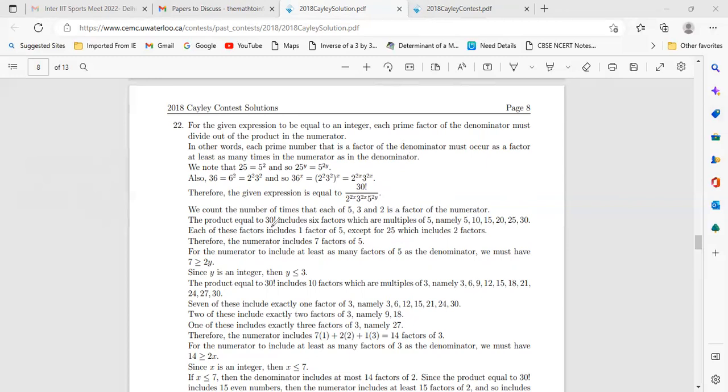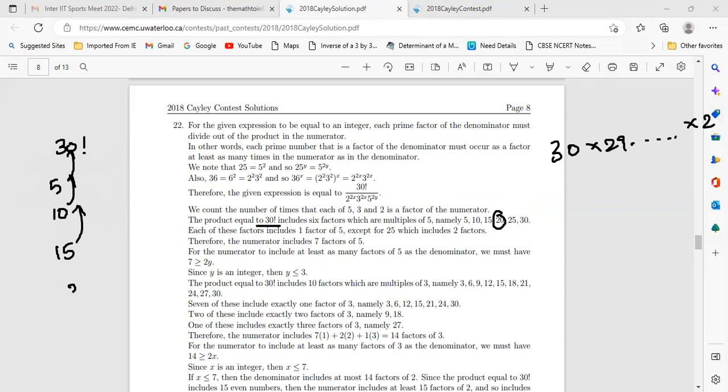So if you try to list down all the factors of 30 factorial, if you try to express it through the multiples of 5, you're going to have 5 times 6 will give you 30, 3 times 10 will give you 30, 15 times 2 will give you 30, and for 20 also, because 30 factorial can be written as 30 into 29.